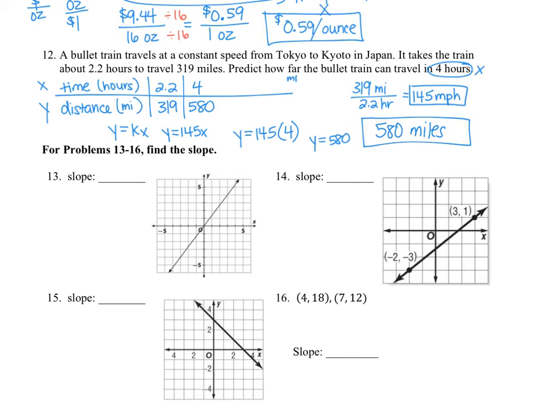So when you're asked to predict something, you've got to find the relationship between your two variables first, and then use it to find your answer when you're given one more piece of information.